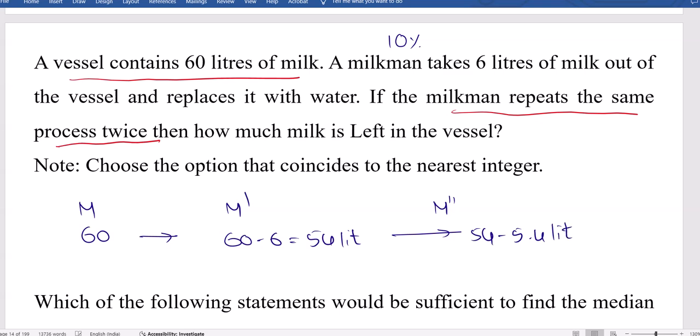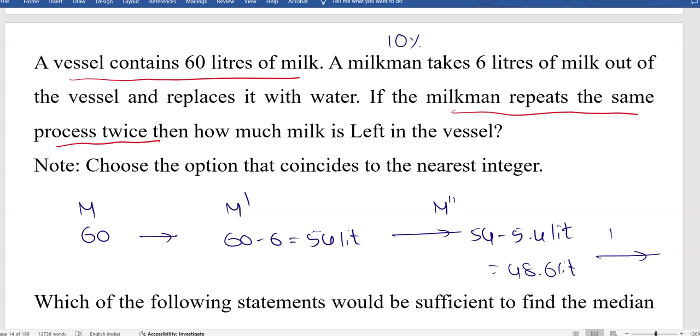Why 5.4? 10% of 54 liters. Then, sir, this is 54, 48.6 liters. Fine. Now 10% from this. Third time: first time 54, second time 48.6, next time again 10% of 48.6 is 4.86, approximately 5 liters. Nearest integer, we can go approximate to that and we can handle it.